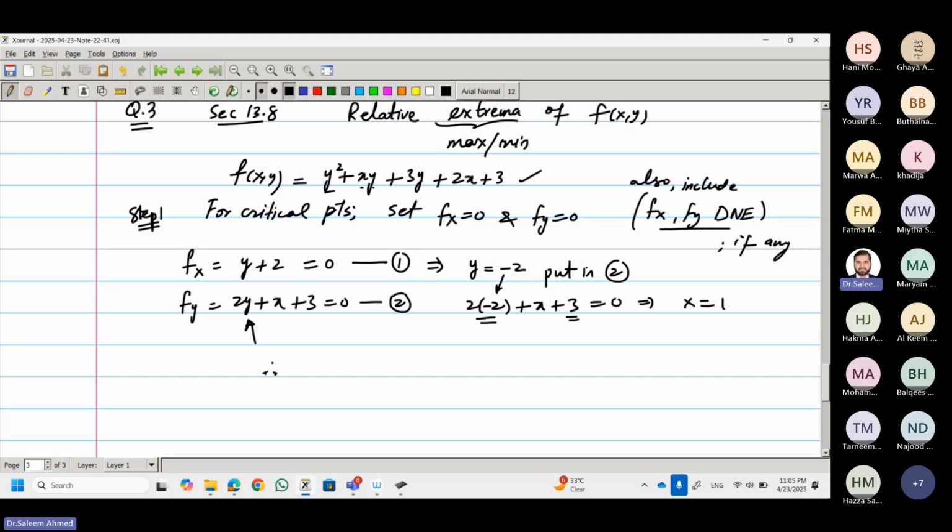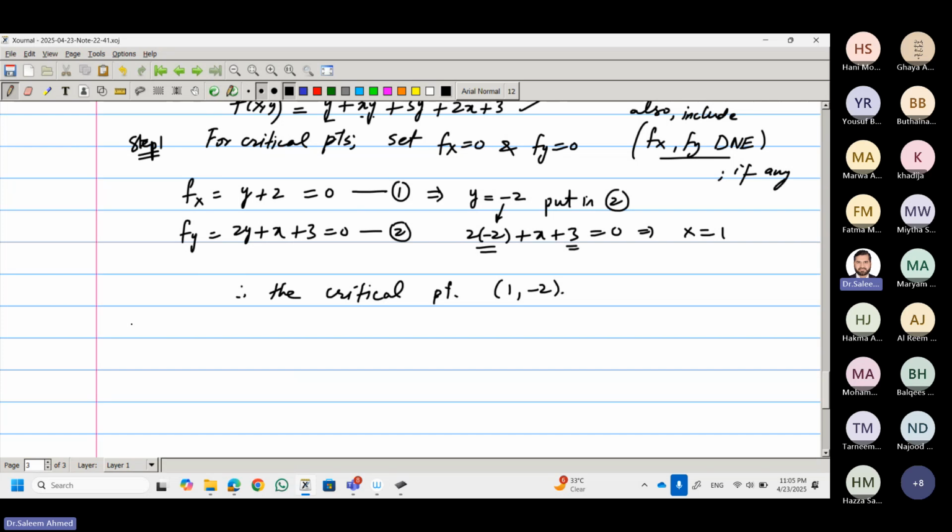Therefore, the critical point is only one critical point I got: x is 1 and y is minus 2. So that is your first step. Then step 2 is to classify whether this is a minima, maxima, or saddle point. For that, we find second derivatives, fxx, which is the derivative of fx with respect to x, which is 0.